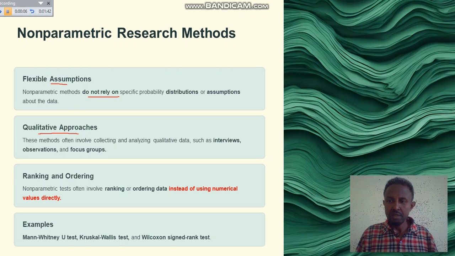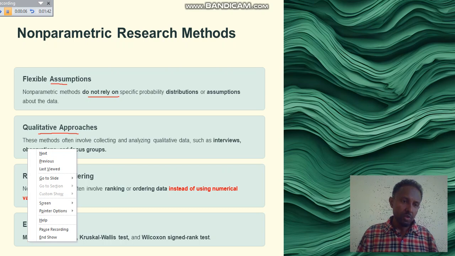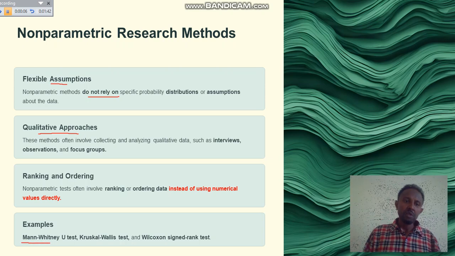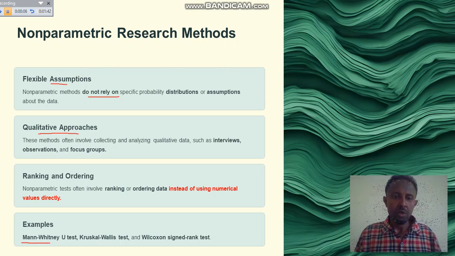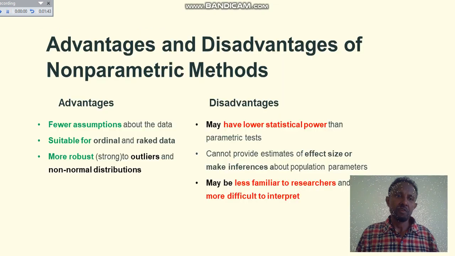That means, as it relies on qualitative data, it is not expected to use values with numeric nature, and it is mostly common in the Mann-Whitney U test, Kruskal-Wallis test, and Wilcoxon signed-rank tests as commonly used methods of non-parametric tests. There are some advantages and disadvantages to be mentioned in the non-parametric test.